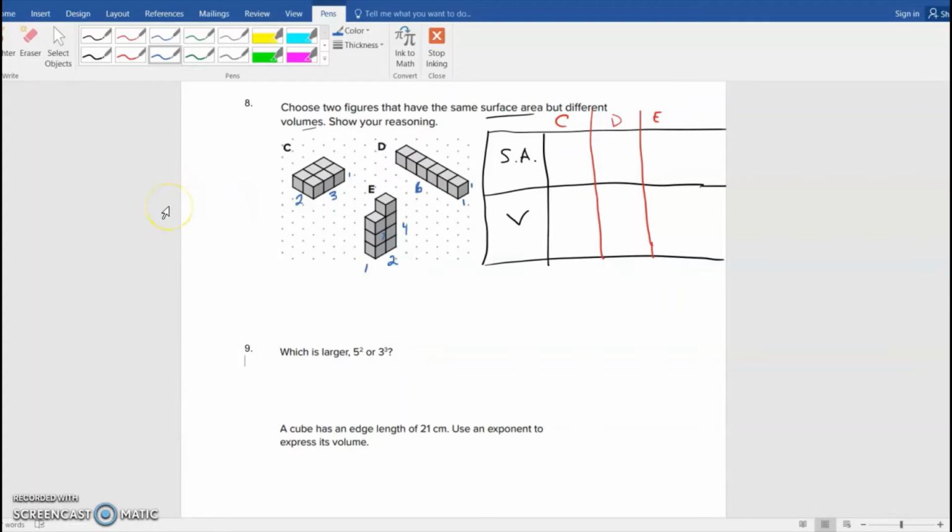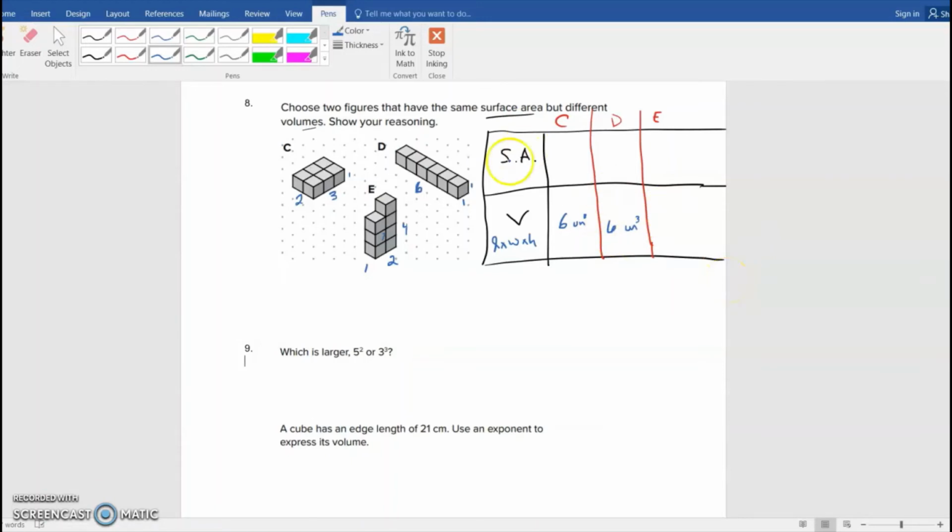So for the first one here, I'm going to find the volume for each one of these. Remember, volume is length times width times height. I think that'll go pretty quick. So in this one, length times width, 2 times 3 is 6, and 6 times 1 is 6. So 6 cubic units. Remember, volume is always cubic or to the 3rd power. For letter D, I have length times width, 6 times 1 is 6, times the height is also 6 cubic units.